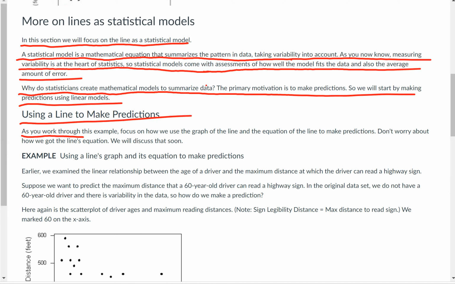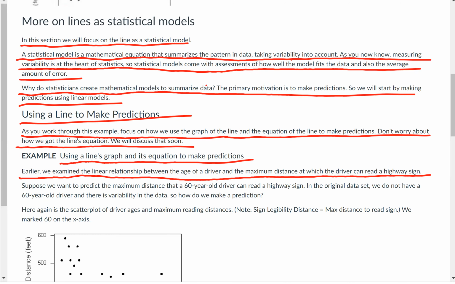Now we're looking at an example where we're going to use a line's graph and its equation to make predictions. Earlier, we examined the linear relationship between the age of a driver and the maximum distance at which the driver can read a highway sign. Suppose we want to predict the maximum distance that a 60-year-old driver can read on a highway sign. In the original data set, we do not have a 60-year-old driver, and there is variability in the data. So how do we make a prediction?